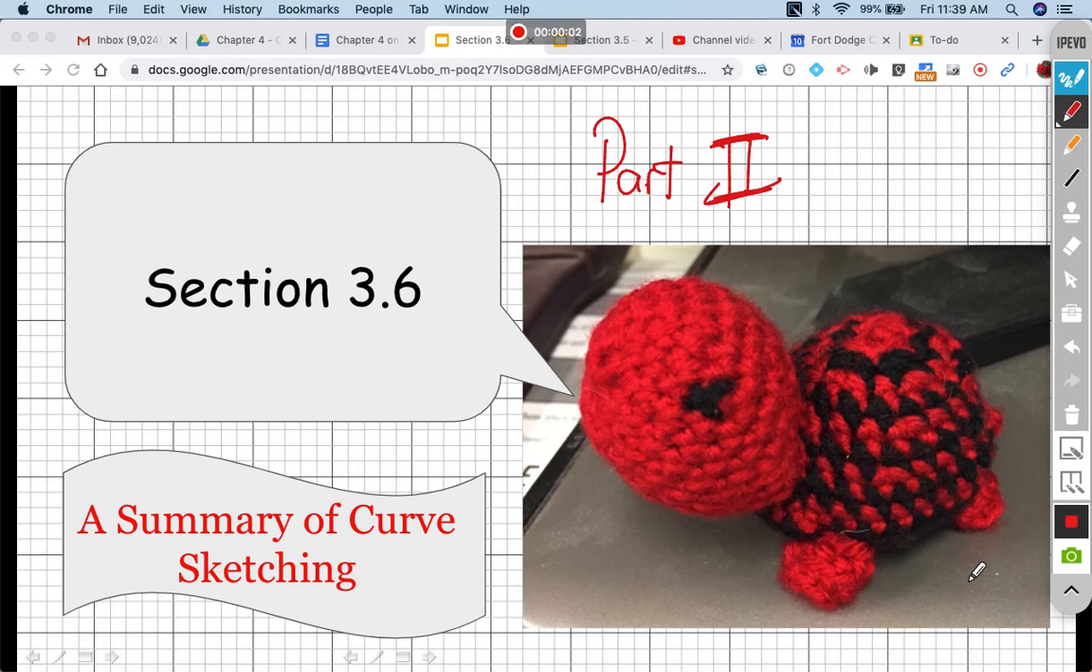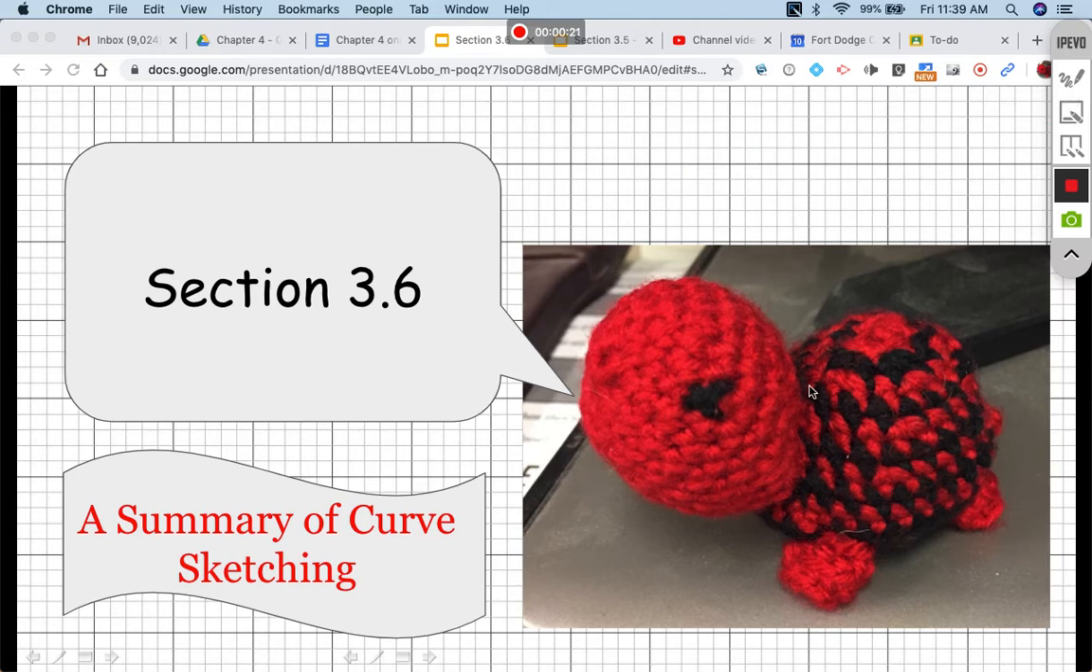So we're working with section 3.6, curve sketching. This is part 2 of my videos for this section. I'm going to be doing the next 2 examples on the slideshow. So again, with these, try to do it on your own. Pause the video, then come back and I'll work through it with you here.